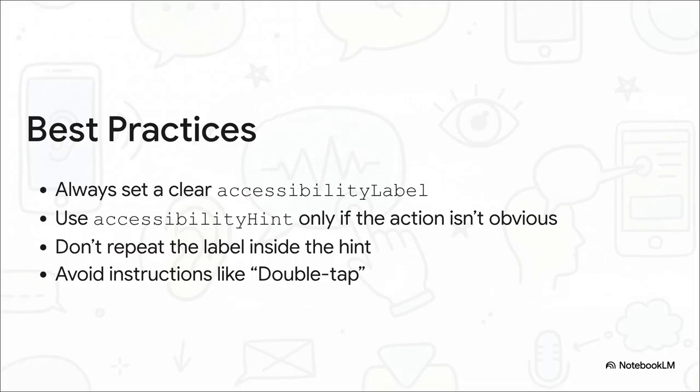All right, let's really drill down on these best practices. First, and this is non-negotiable, always set a clear label. Just do it. Second, use a hint only when the action isn't obvious. A button that says save probably doesn't need a hint that says saves the document, right? People get it. Third, and this is a huge one, do not repeat the label in the hint. It's so annoying for the user to hear the same thing twice. It's just noise. And last but not least, avoid putting instructions like double tap in there. VoiceOver already tells users how to interact with things. Adding your own instructions just makes everything cluttered and confusing.